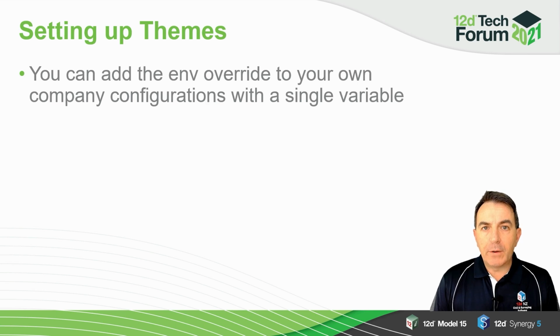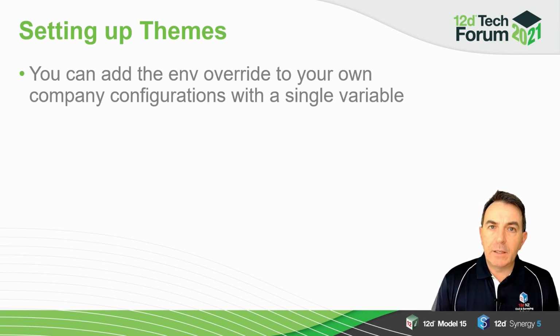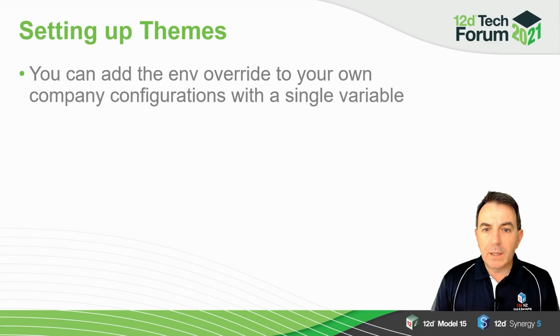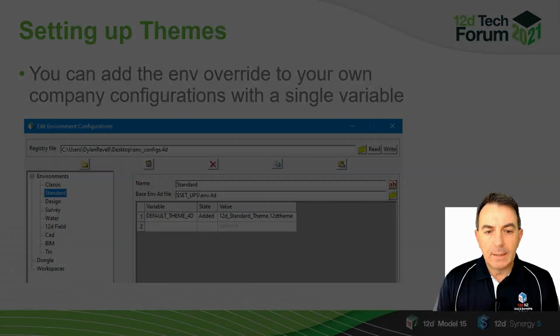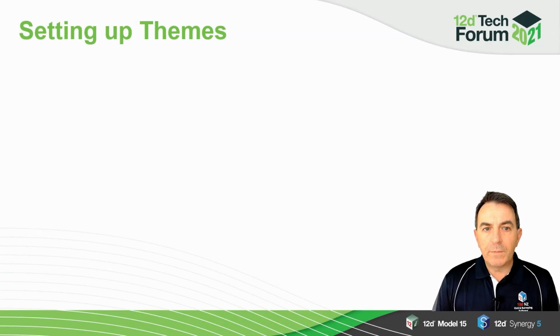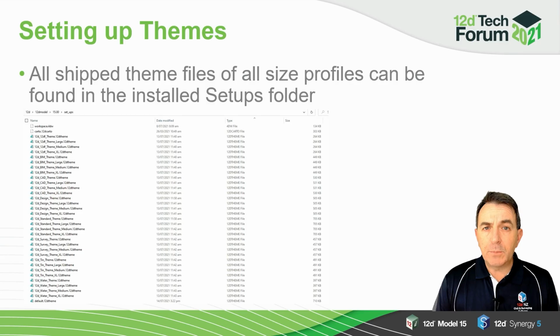Adding a theme to your current customization is as simple as adding an environment override to your own company configurations with a single variable. And that variable is default theme 4D, and then you select which shipped 12D model theme file you would like to load up based on that configuration. All of the different theme files are shipped with 12D, and so you have all sizes and all theme profiles that you can call up on that configuration or that variable.